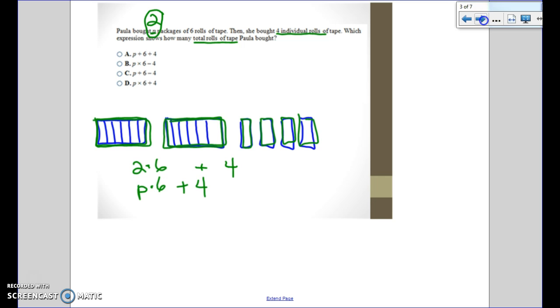And then plus the 4 individuals. So in this case, we would, not that one, that would be subtraction. P times 6 plus 4, D. Okay, and so I really think that to begin, it might be helpful for you to think of a real number and try to solve the problem, and then think about what operations you're using. So we could be doing 6 plus 6 plus 4, or really what we're doing is 2 times 6 plus 4. And 2 is represented by P this time.